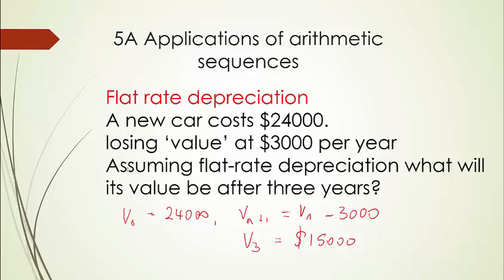Well, I've done the writing on the screen already. V0 equals 24,000. Vn plus 1 is Vn minus 3,000. So after 3 years, V1 is 21,000, V2 is 18,000, and V3 is 15,000. So that's what we call flat rate depreciation. More a question of getting familiar with the language of the application. The maths is still the same as it was.